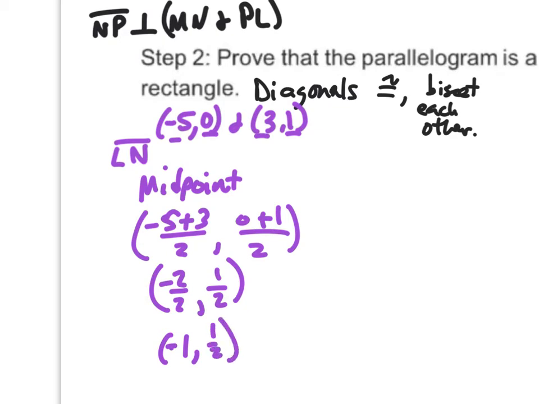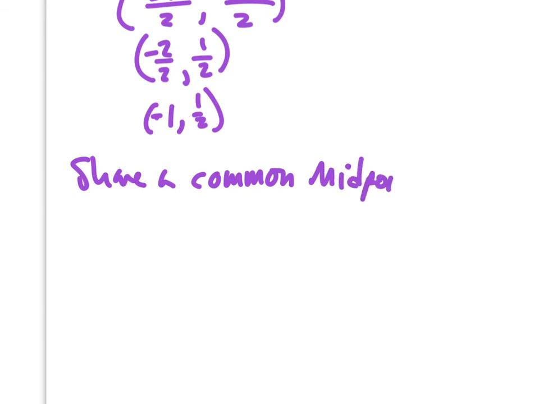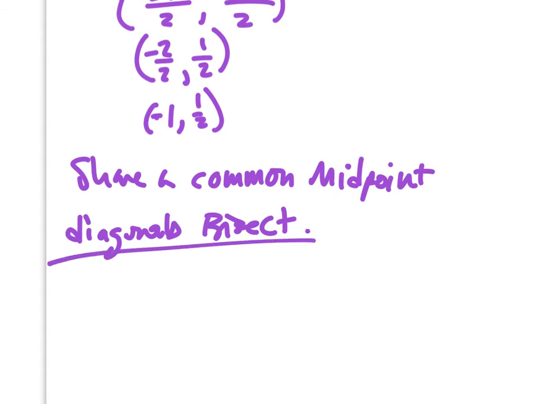So we share a midpoint. Okay, so we share a common midpoint. All right? And if we share a common midpoint, then we know that the diagonals bisect each other. Diagonals bisect. Okay? And that's it.